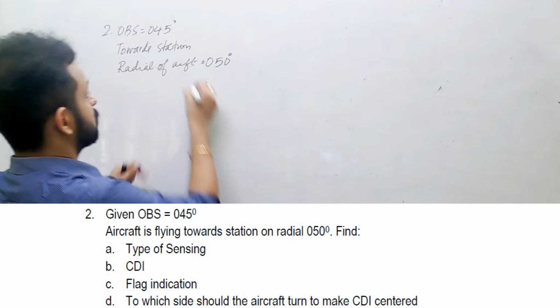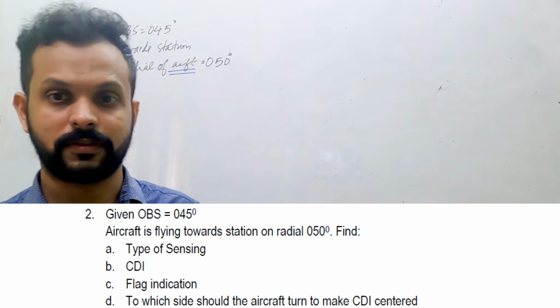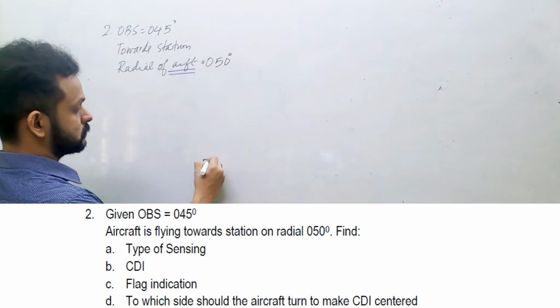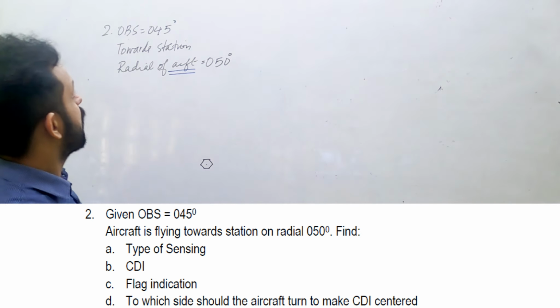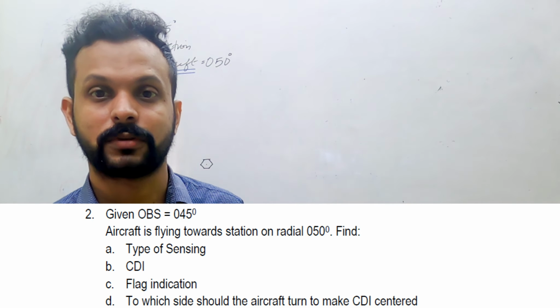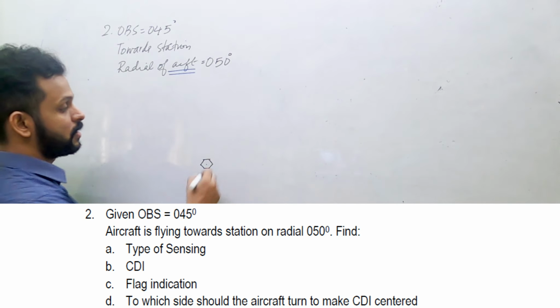That is the current radial of the aircraft. Yes. So let's draw a small diagram. This is the VOR and the OBS is 045. I would recommend you to start with the OBS because that is the reference for a CDI based system. The OBS is 045. What radial is that?